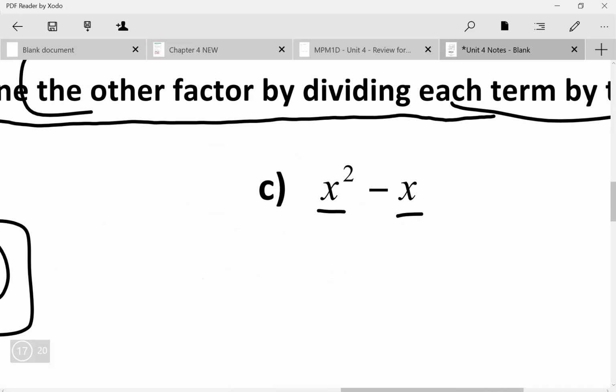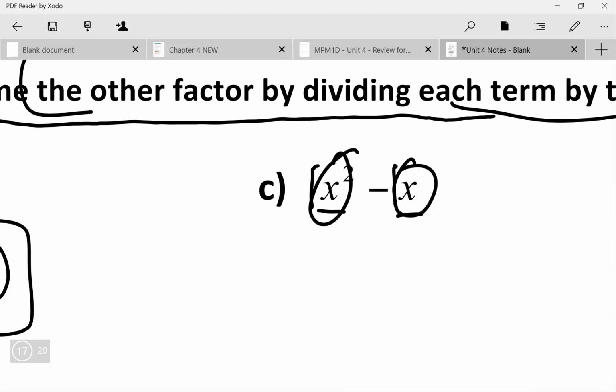X squared minus x. Now this is an interesting case. For the greatest common factor, we don't have to worry about numbers. There are no numbers, just 1 and 1, so they can be ignored. Let's look at the variables. I have an x squared and an x. The greatest common factor is going to be my lowest exponent, so an x. Now let's see what happens when I divide out an x from each term.